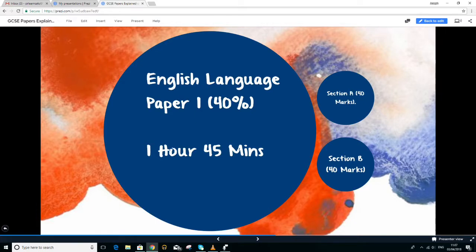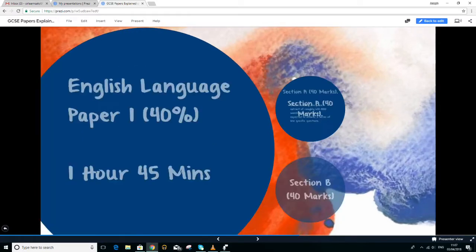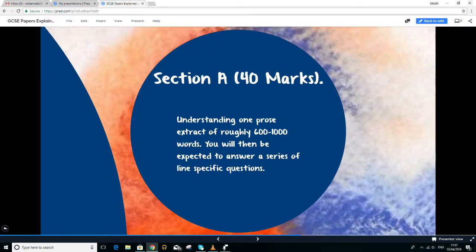Now, both of your English language papers are split into two sections, section A and section B. Okay, both are equally weighted with 40 marks apiece. However, what each one asks you to do is very, very different. So, for instance, section A is 40 marks, and you are going to be looking at one piece of prose, so one piece of fiction writing of roughly 600 to 1,000 words. Okay, so it's not a long piece.